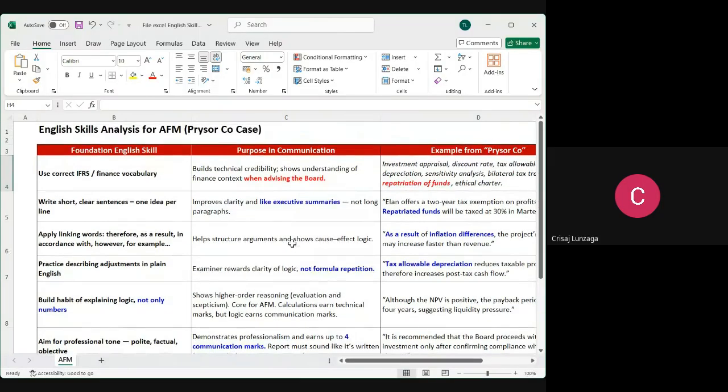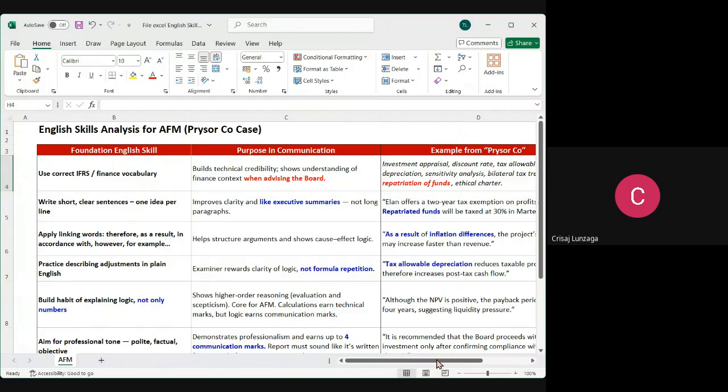So let's start, everyone. Today I'm going to discuss English skills analysis for AFM, which stands for Advanced Financial Management. I'm having a hard time remembering all the words. As you said earlier, Kim, the words are new to me, like alien terminologies. But anyway, let's continue.